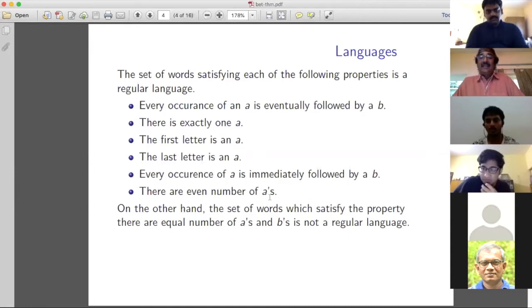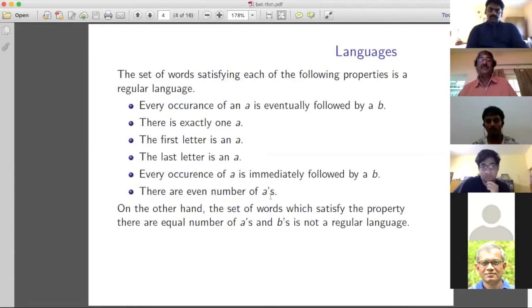On the other hand, consider the set of words which satisfy the property that there are an equal number of A's and B's. Right? So the language contains all those strings where the number of A's must be equal to the number of B's. This is not a regular language and is not acceptable. It's not recognizable by any finite state automaton. And again, you learn techniques in theory of computation to prove results of this kind. And yeah, let me not get into these things.